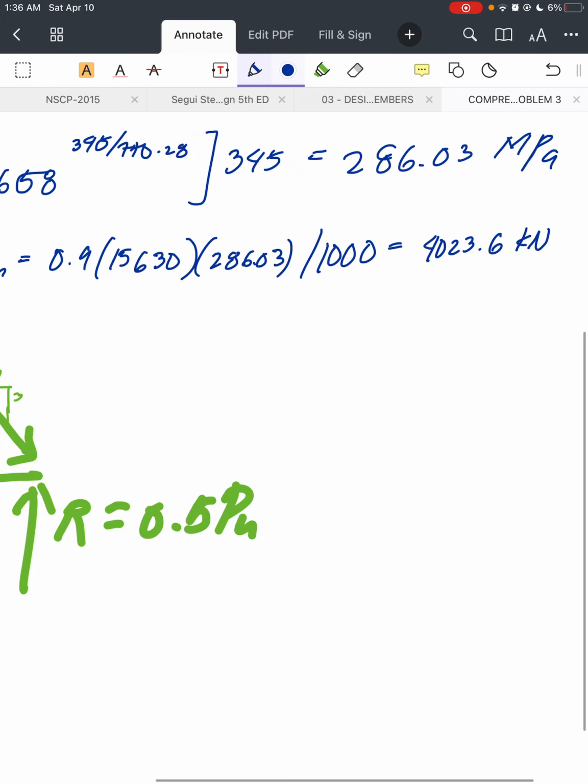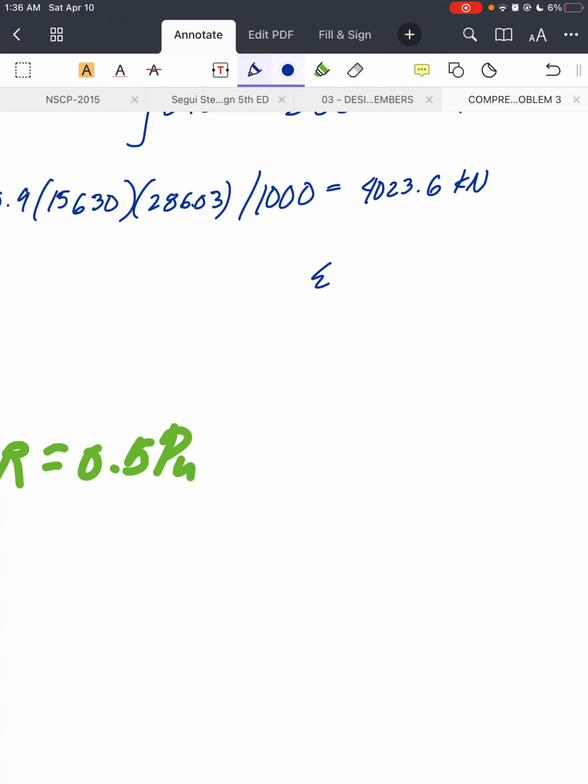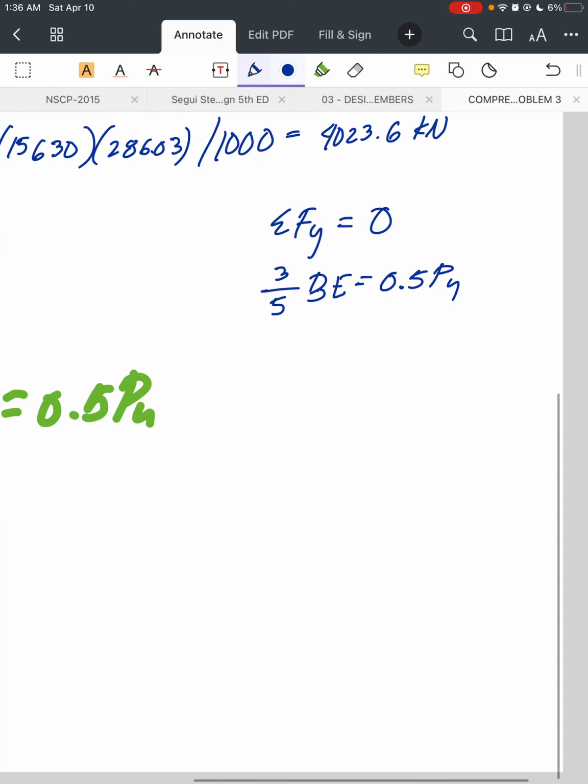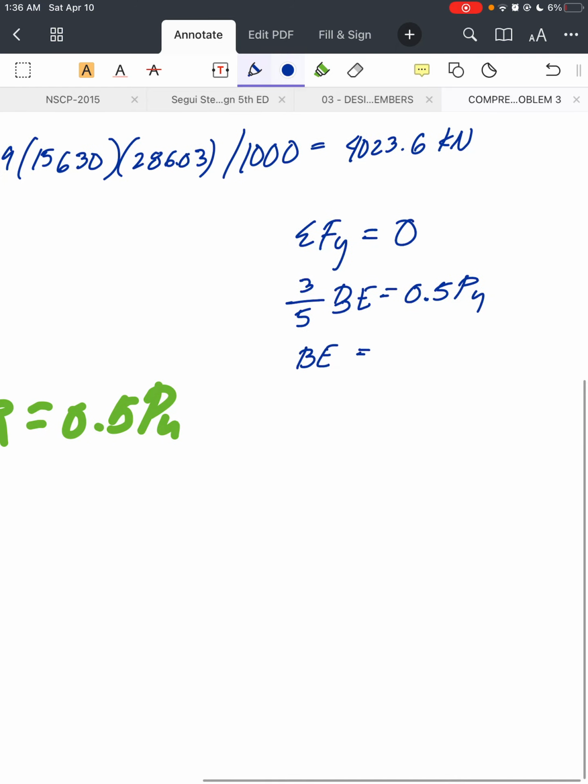Now, the FBD of the joint of the right support is drawn. The equilibrium equation regarding vertical forces can now be imposed. So the summation of Fy is equal to 0. So 3 over 5 BE is equal to 0.5 PU. Simplifying this, BE is equal to 0.8333 PU.